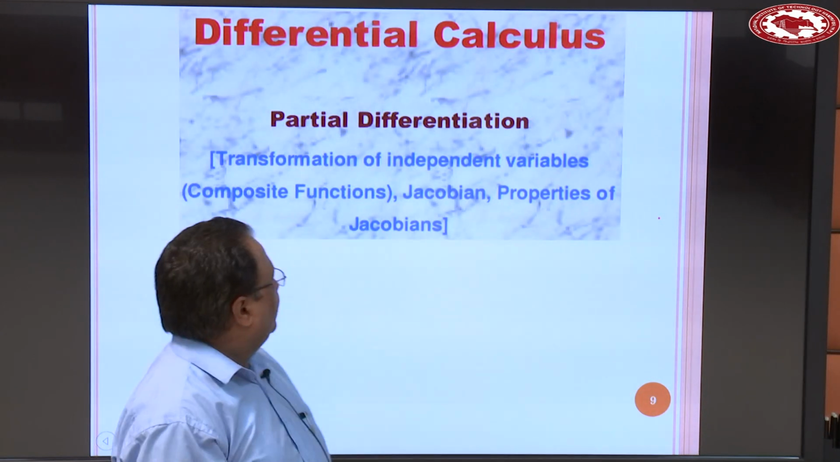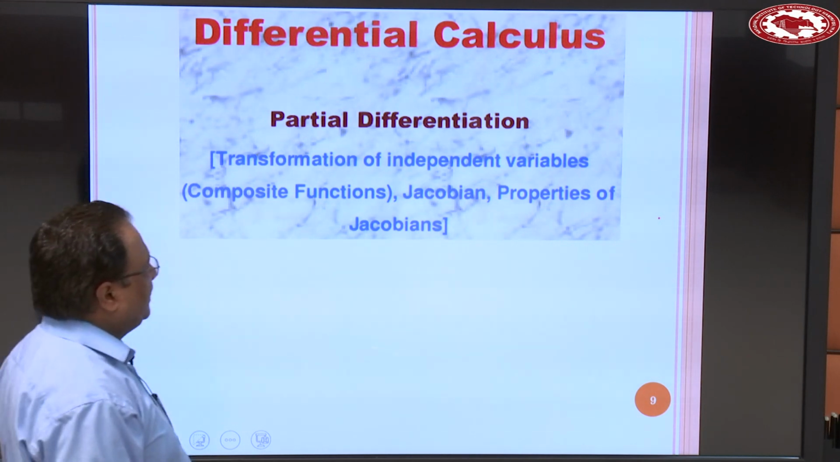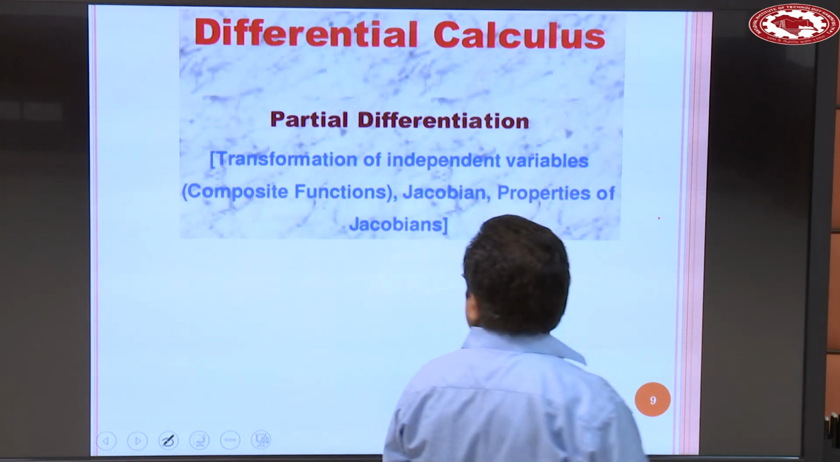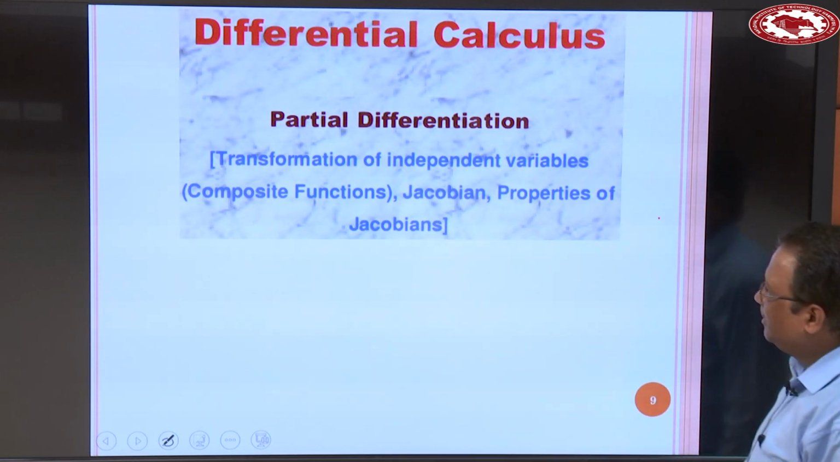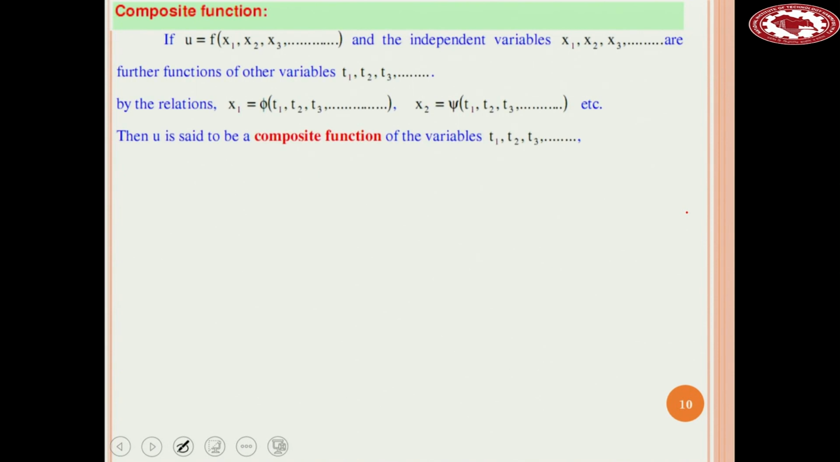Okay. Now one more topic, transformation of independent variables. What are composite functions, what is the Jacobian and properties of the Jacobian. So, what is a composite function? If u is a function of x1, x2, x3 and so on, and the independent variables x1, x2, x3 are further functions of other variables t1, t2, t3 and so on.